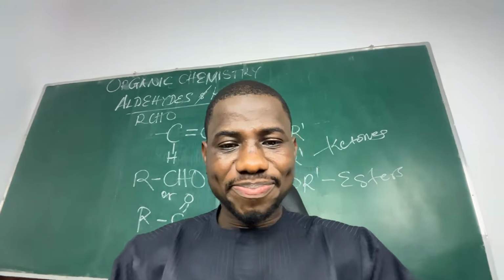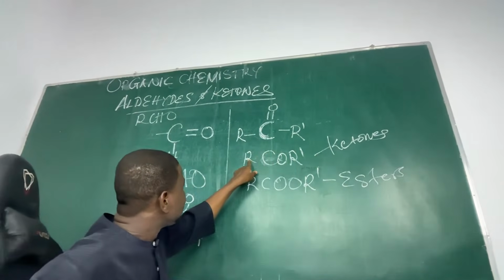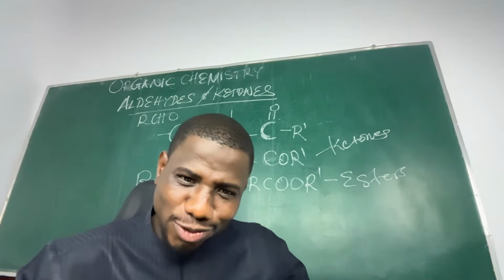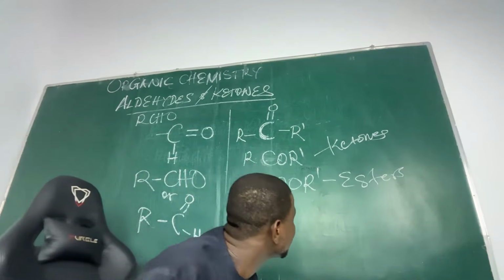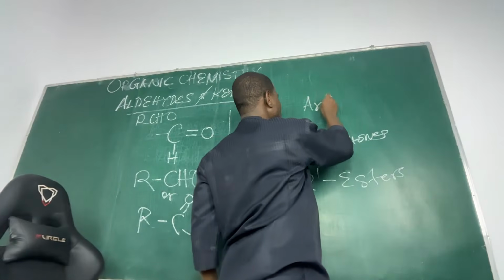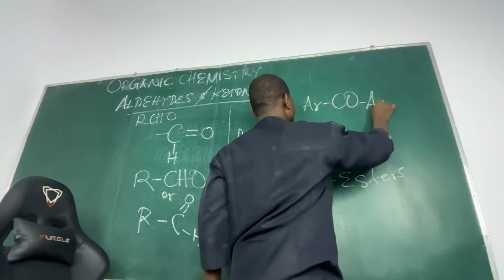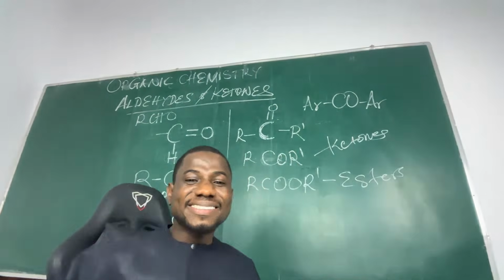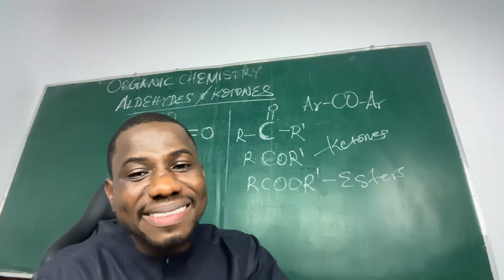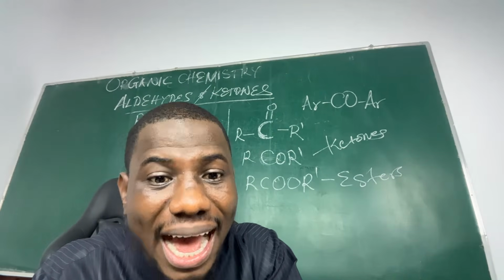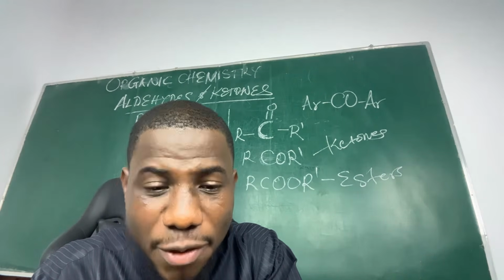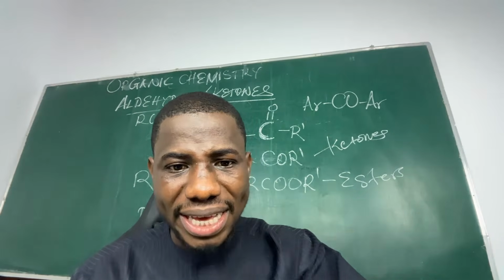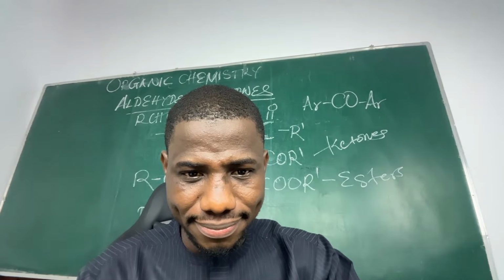Okay, now listen. So here, they are putting R. If you want to cause trouble now, I'll go to this board and write something like this: ArCOAr. This Ar is representing aromatic. Are you with me? And an example of the aromatic I'm talking about is benzene ring. Are you with me?